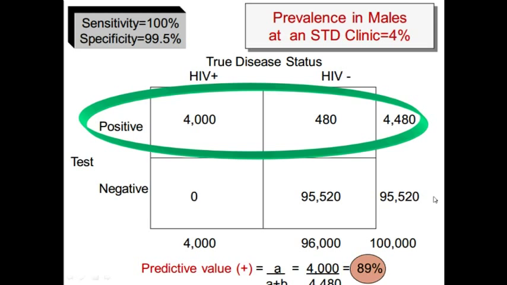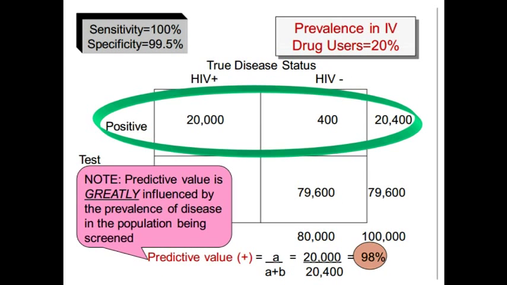Now the third scenario illustrates the yield if this screening program is applied to intravenous drug users, in whom the prevalence of the disease is 20%. With the same sensitivity and specificity, the positive predictive value, or the yield, comes to around 98%. So the point to remember is that the positive predictive value is greatly influenced by the prevalence of the disease in the population being screened.